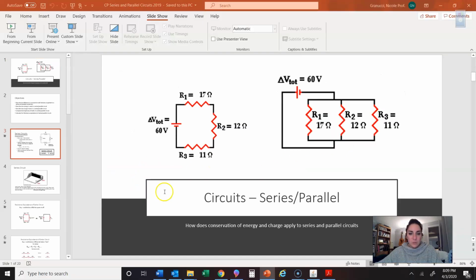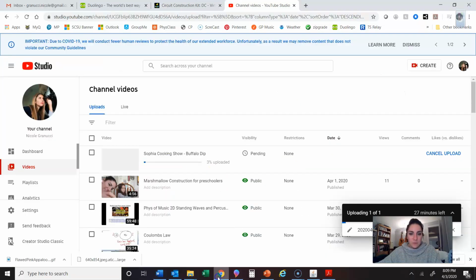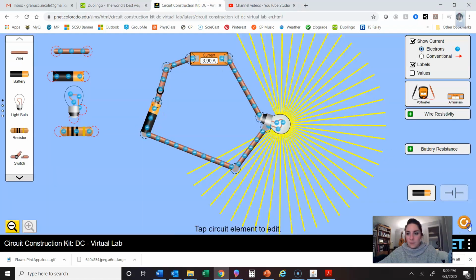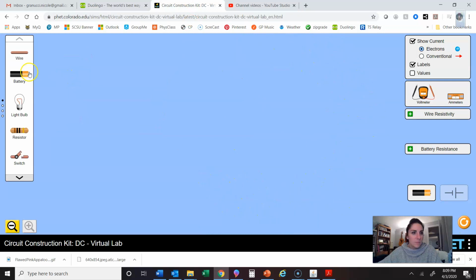In fact, I want to show you this, just to be very specific about it. Let's go ahead and do this. I'm going to make a series circuit, but I'm going to do it with light bulbs just because you can see the brightness. Of course, you could do this with resistors as well. That's totally fine. So here's our battery coming in.